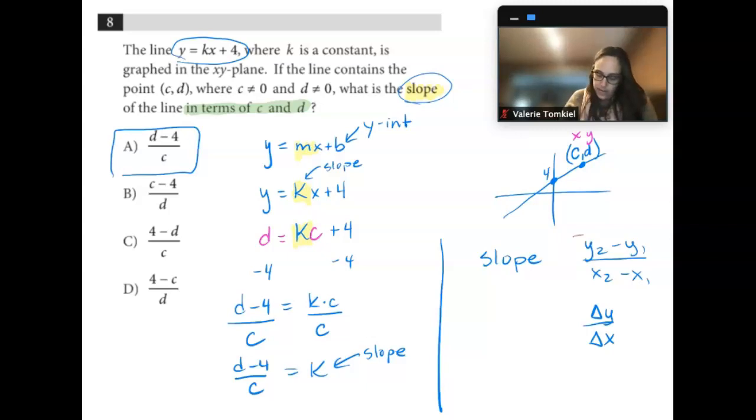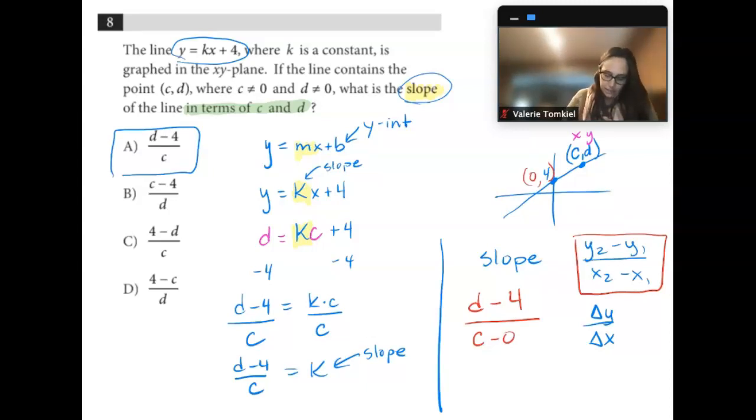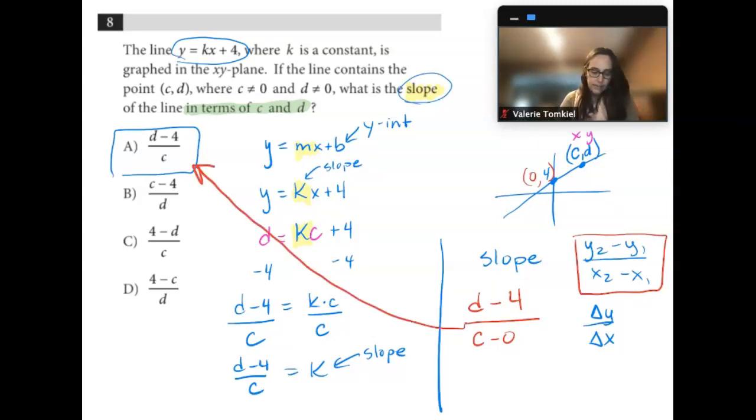If I use the slope formula, I can go y2 minus y1, so d minus 4, right, because this ordered pair is (0, 4), over c minus 0. We can see that that slope is exactly the same as my answer there, because c minus 0 is the same as c.